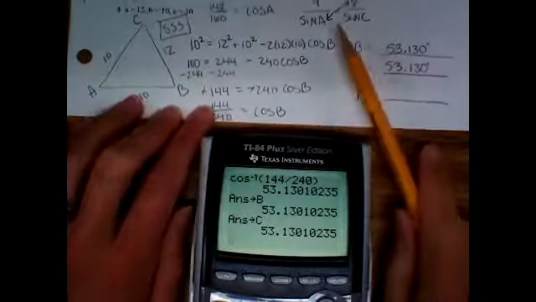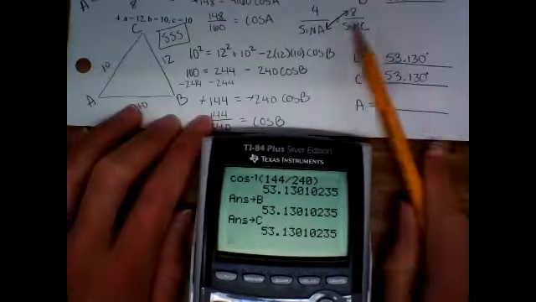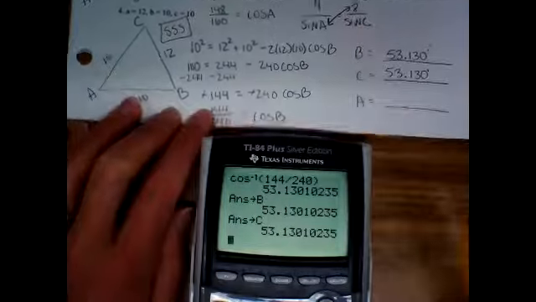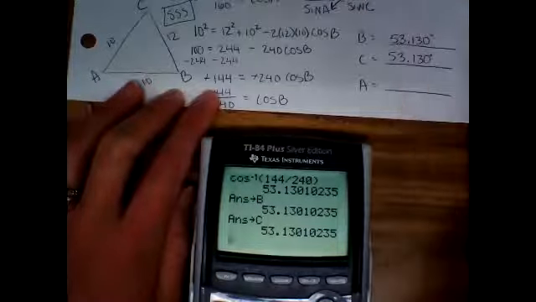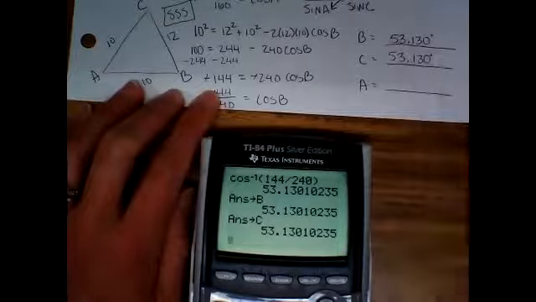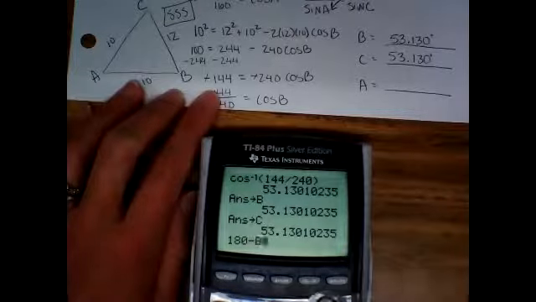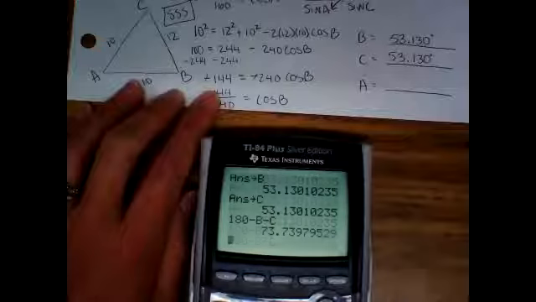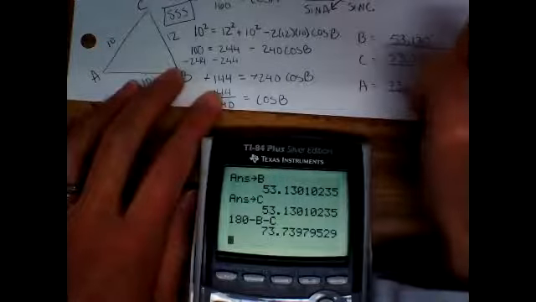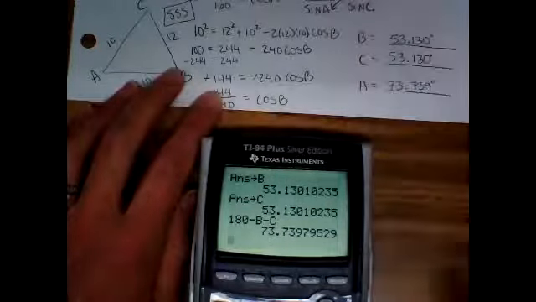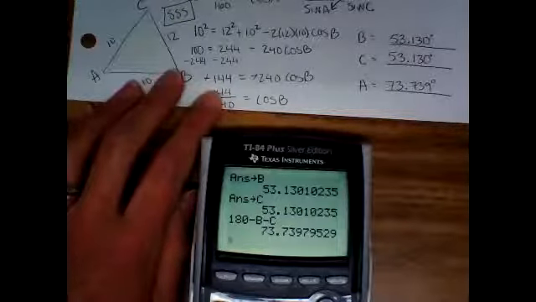Now, normally you would have to set up law of sines to find the next thing, but we don't need to because these two are the same. So just go ahead and do 180 minus alpha B minus alpha C, and that'll give you the last one. 73.739.